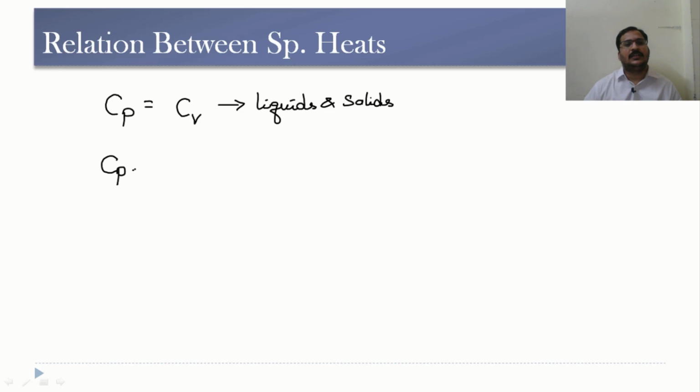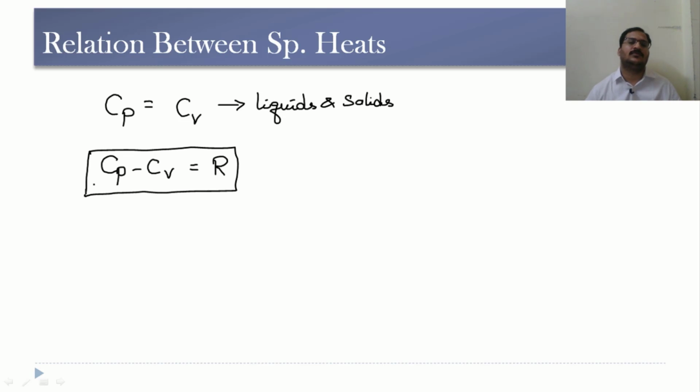So, the relation between these specific heats: the difference between the specific heat at constant pressure and specific heat at constant volume is called the characteristic gas constant. So, Cp minus Cv is equal to R, which is the characteristic gas constant here.